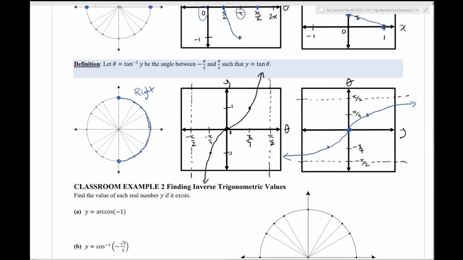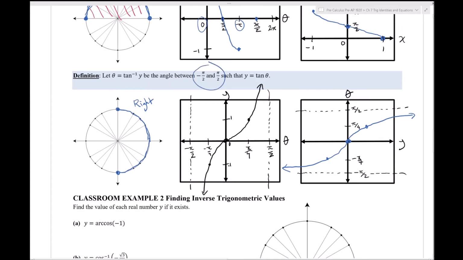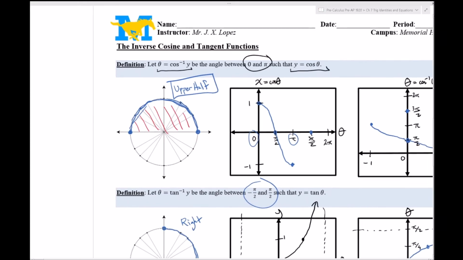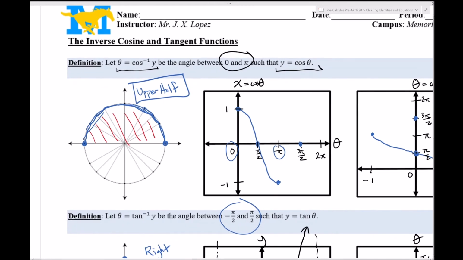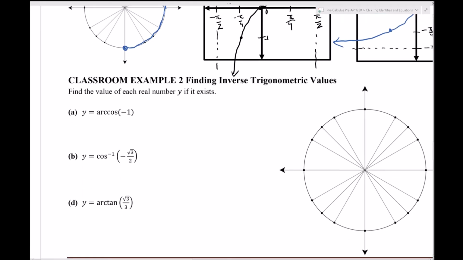So the key distinction here, the main takeaway: inverse sine and inverse tangent are on the same definition for theta, the right half of the circle. Cosine is the weird one. Cosine is the one that we define differently. It's from 0 to pi, so the upper half instead. So we're going to remember that when we're calculating these things in the next example.